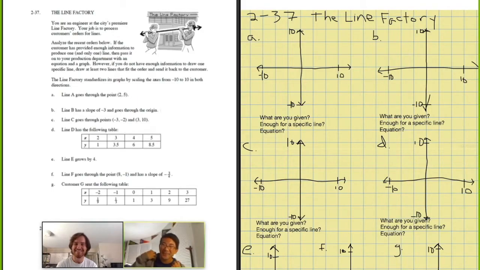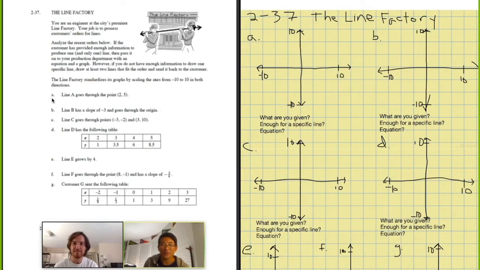All right, so today we are playing the role of inspectors or engineers at the line factory. In this problem, we're going to pretend that we have a bunch of customers placing orders for lines, and our job, and yours, is to, if possible, once you receive their order, give them a graph and equation of the exact line that they're asking for. Sometimes their order might not be specific enough though, and if that's the case, we're going to have to give them options as to what their line's going to look like because they weren't specific enough. So, Mr. Ford, do you want to take us on to this first one here?